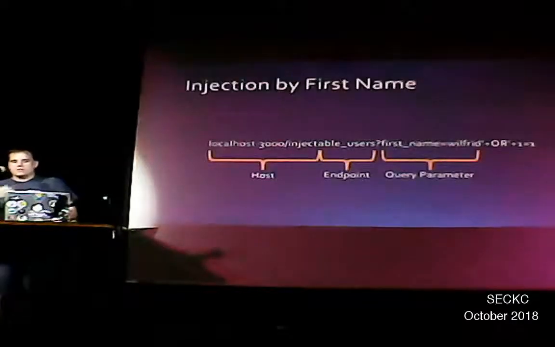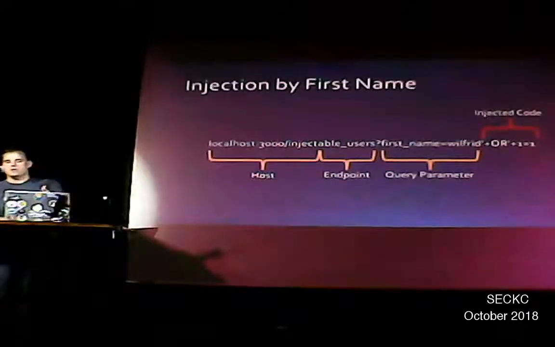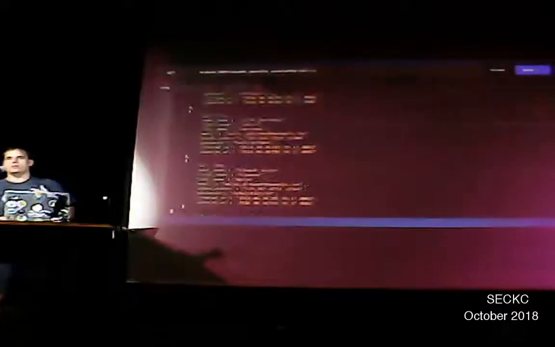So we can do the same thing with injection by first name. We've just got our host, endpoint, query parameter, and then our injected code. And then here you can see if we go and run that, hit send, it will respond whenever I click send. Okay, yeah, so then we get back all that data. So when tools are doing this under the covers, this is what they're effectively doing.